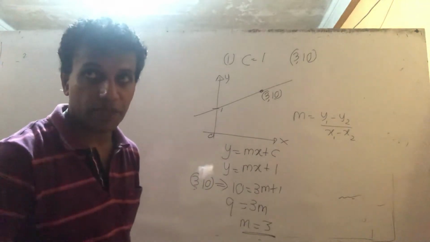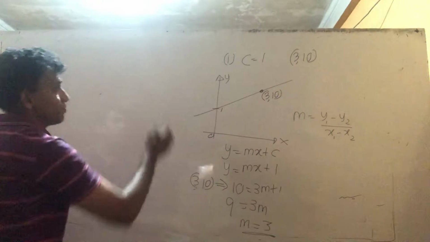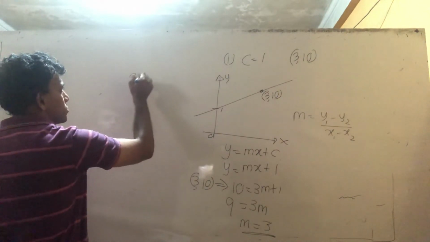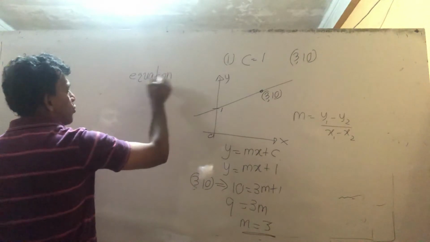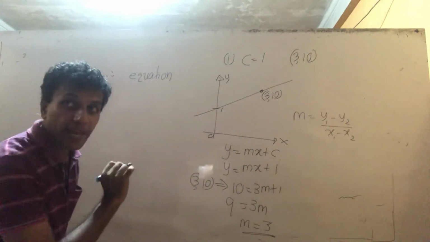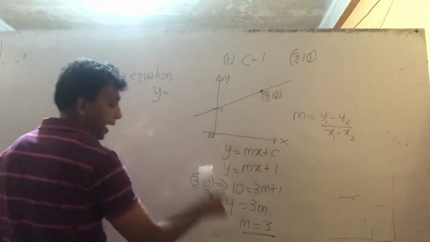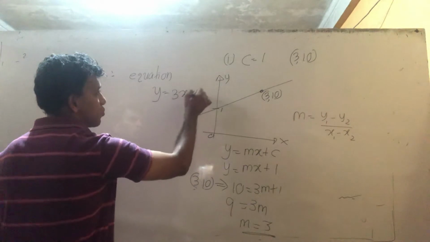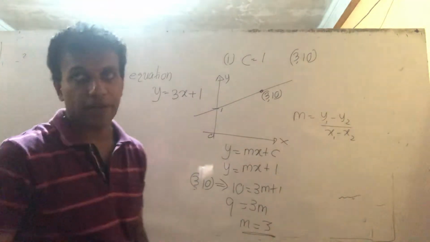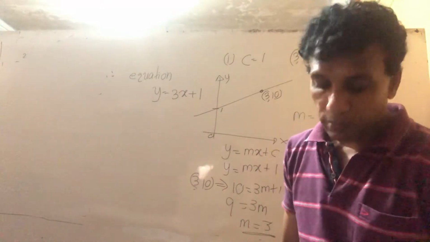So you know m, and they said what is c. So write the equation. Therefore, the equation of the straight line is y equal to m, which is 3, x plus 1, is the idea, right? You can follow all these steps for other questions, the forthcoming problems.